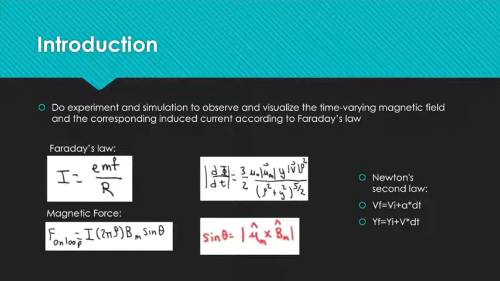First of all, Faraday's law, I is equal to EMF over R, and here's another equation telling the d flux over dt. And also we need an equation to calculate the magnetic force on the loop. The sine theta here can also be calculated with the equation I listed. For the last part of the coding part, we need to apply Newton's second law. So this is a revision of Newton's second law.